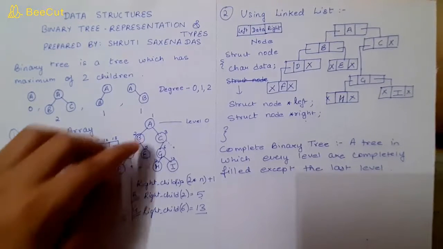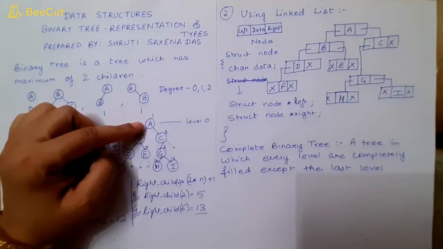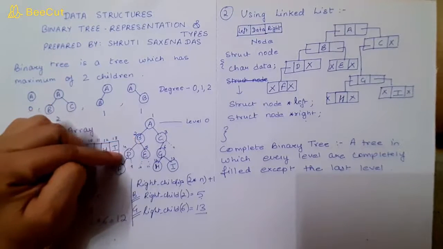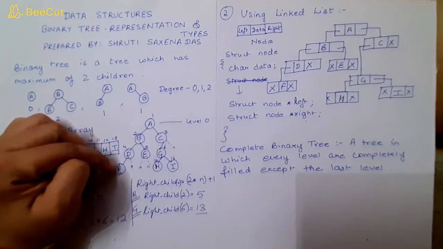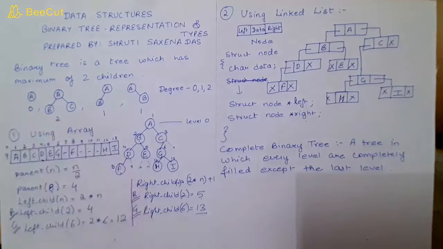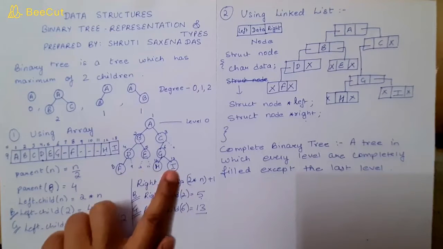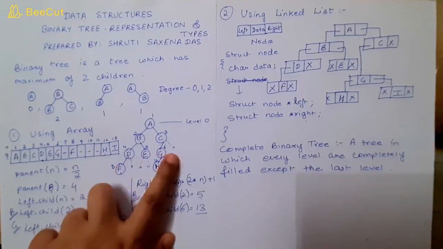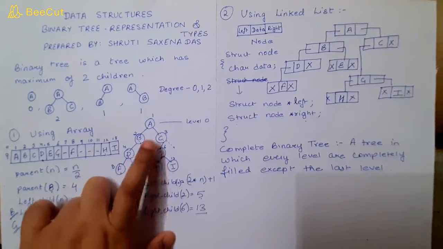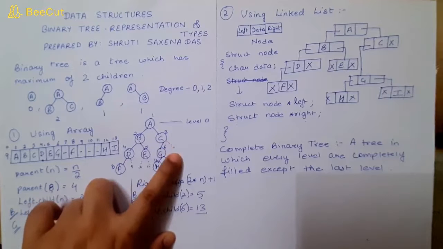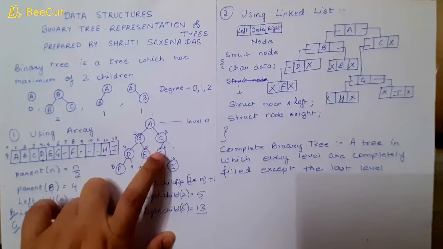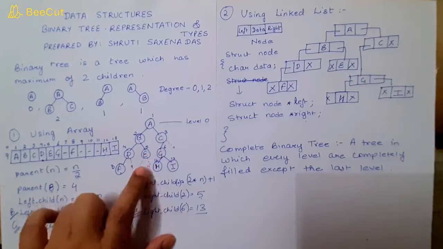Last level means, see here in this example, A is at level 0, B and C level 1, D, E, G level 2, F, H, I are at level 3. So here this will become complete binary tree if only the last level, which is level 3, is incomplete and rest of the levels are complete. But here in this case, for C we are not having any child, and which is at level 1 before the last level, so this one is not a complete binary tree.